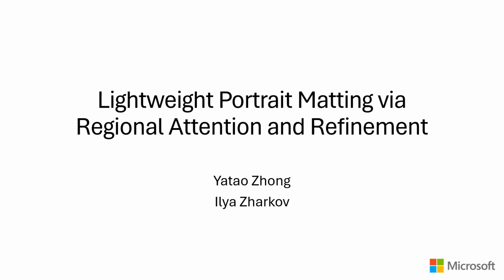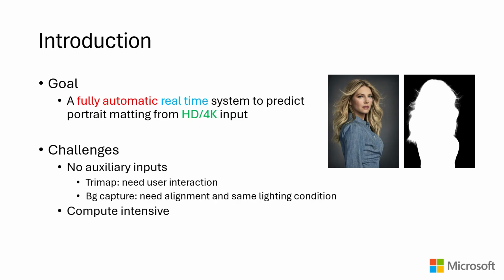We present lightweight portrait matting via regional attention and refinement. Our goal is a fully automatic system that can predict portrait matting from very high resolution inputs, such as HD and 4K, while at the same time make it run at real time. Because we want the system to be fully automatic, we disallow any auxiliary inputs, such as trimaps and additional background captures, which require user interaction and have been widely used in many existing methods.